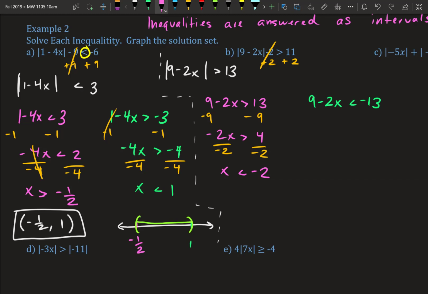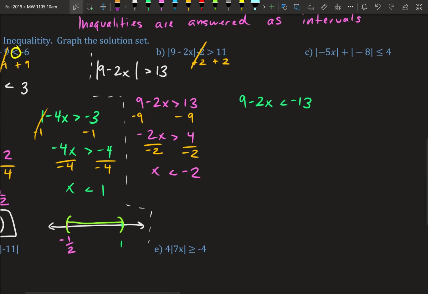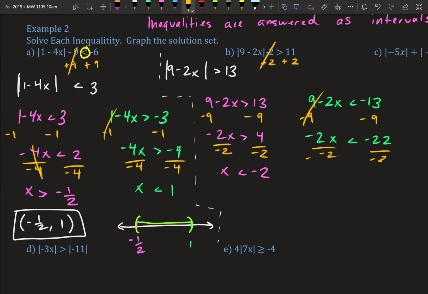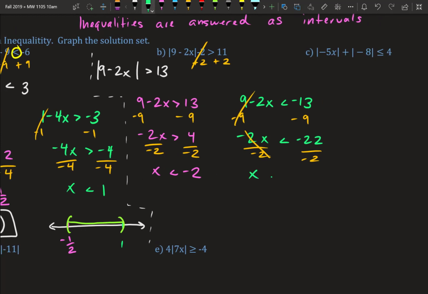Alright, let's go on to our green one. So for our green one, same thing. We're going to subtract 9 from both sides. So we're left with negative 2x is less than negative 13 minus 9, which is negative 22. We're going to divide everything by negative 2. And we are left with x is now greater than positive 11.